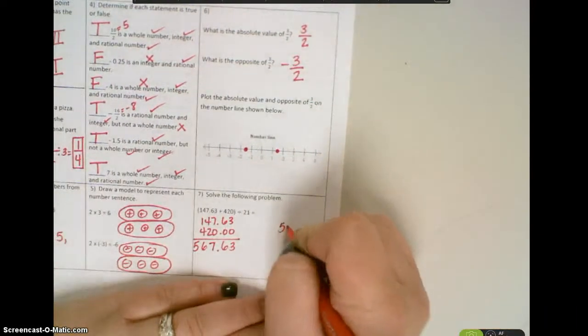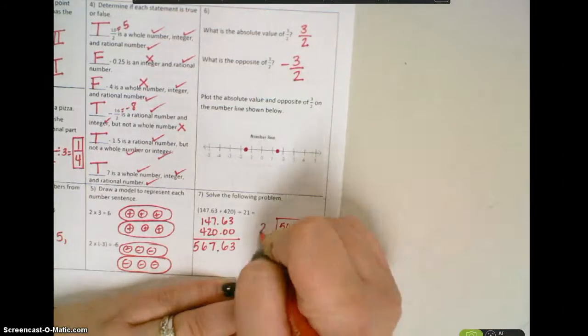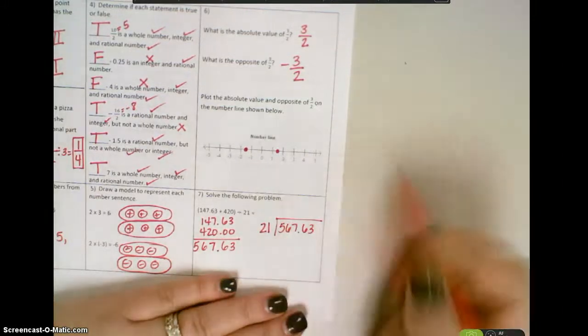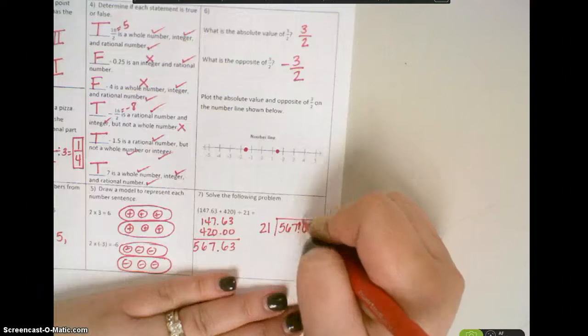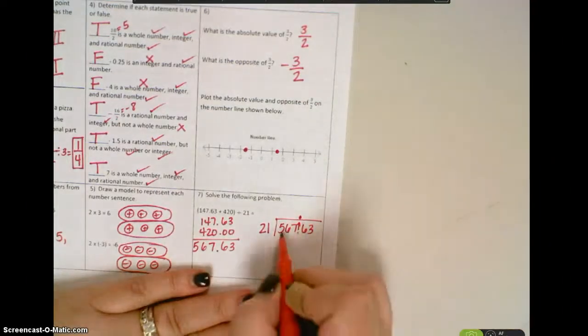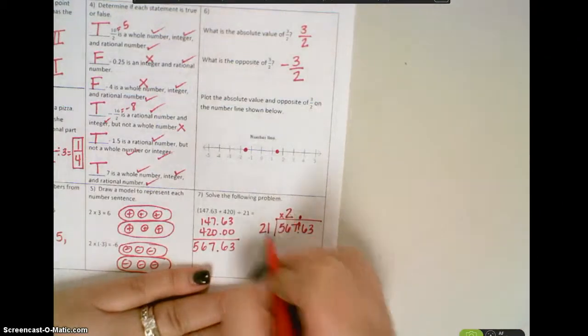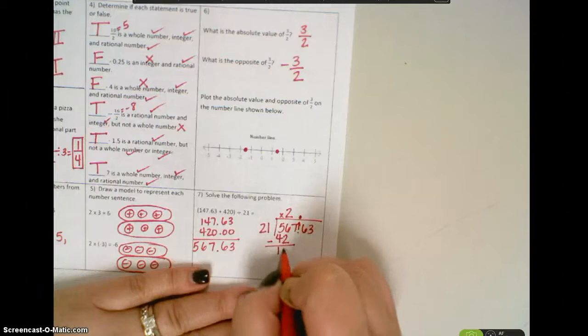So 567, and I'm going to be using long division, so hopefully you have brushed up on your long division. Because there's a decimal, I'm going to bring it straight up, and that's where it's going to fall in my answer. Now I'm going to treat it like normal. 21 doesn't go into 5, but it does go into 56, and it goes in twice. 2 times 21 is 42, and I would get a remainder of 14.